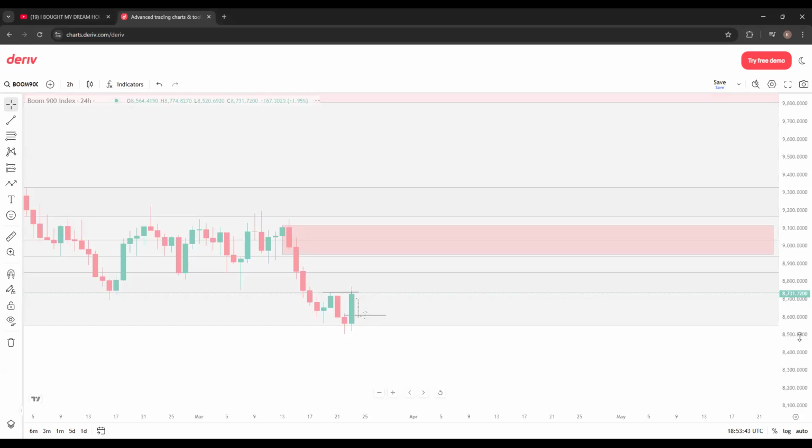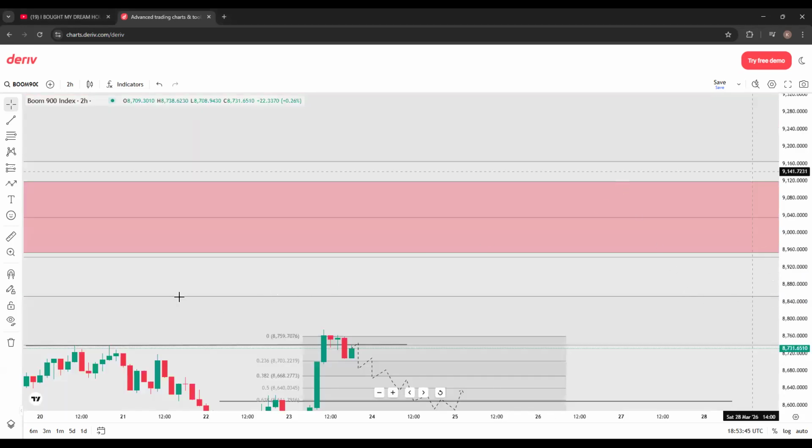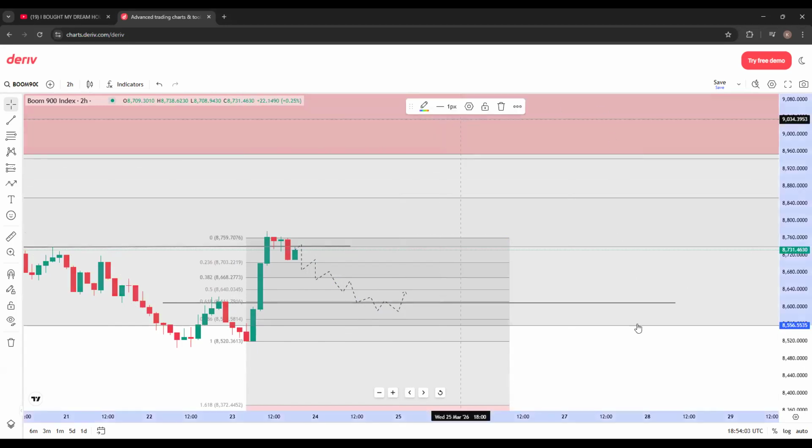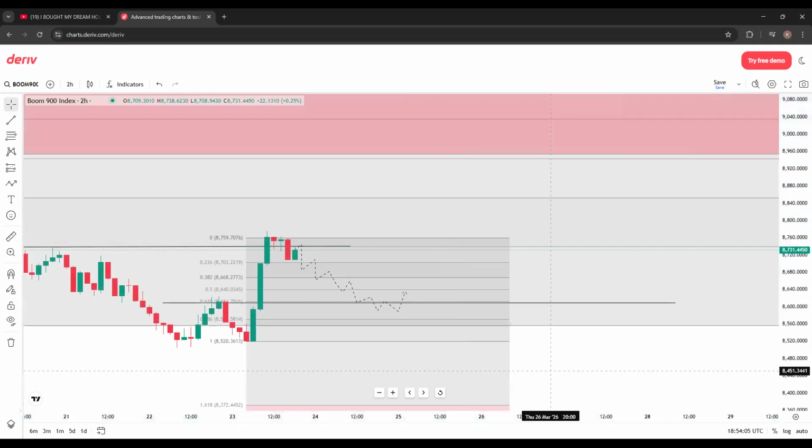And in H2, what we see is we've already had a change of character and a break of structure in H2, which signals us that at any given point in time now, we're supposed to be buying, but we're buying so that we reach our fib retracement level and then we sell. I hope it makes sense to you guys, right?